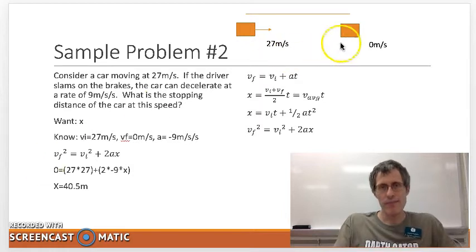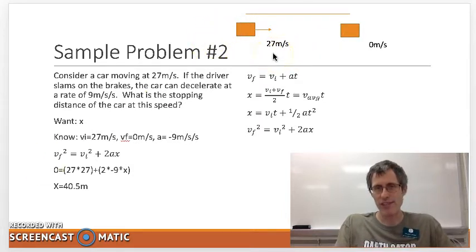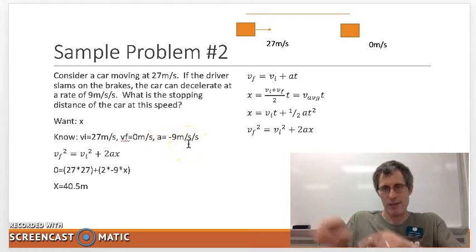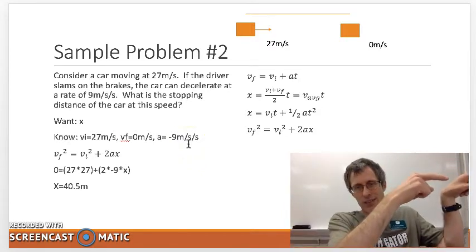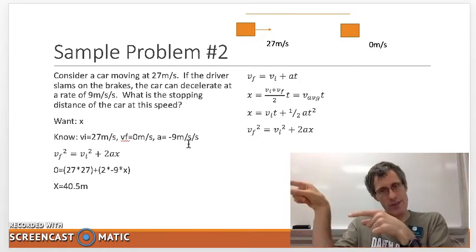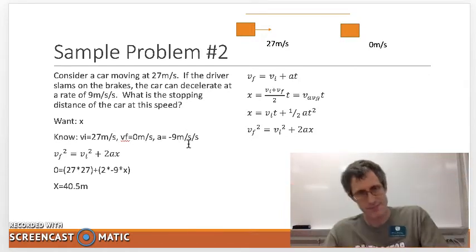So I drew a diagram. Initially the car is moving at 27 meters per second, and then it comes to a stop, which means its final velocity is 0. Oh, I didn't give you that number in there, but stopping distance, you have to know it comes to a stop, which is 0. We'd like to figure out this distance. So I want the distance. I know initial velocity, final velocity, and acceleration. And I wrote acceleration as negative 9 meters per second squared because the car is moving that way, and the acceleration is going in the opposite direction because you're slowing down. So that means the acceleration is negative.